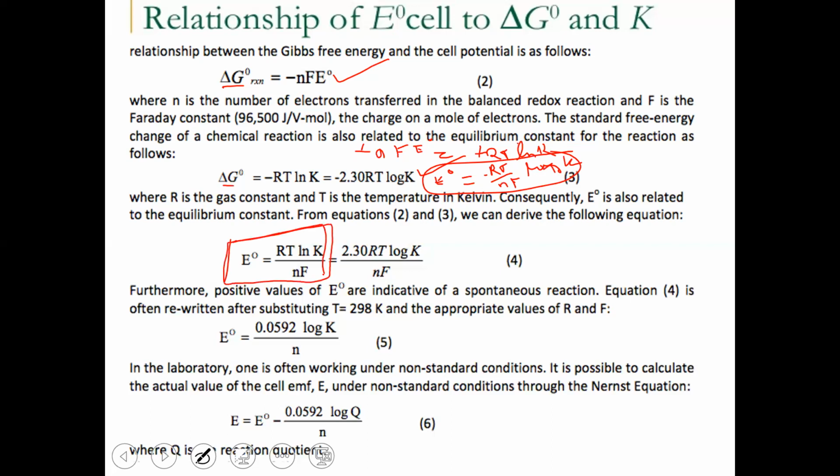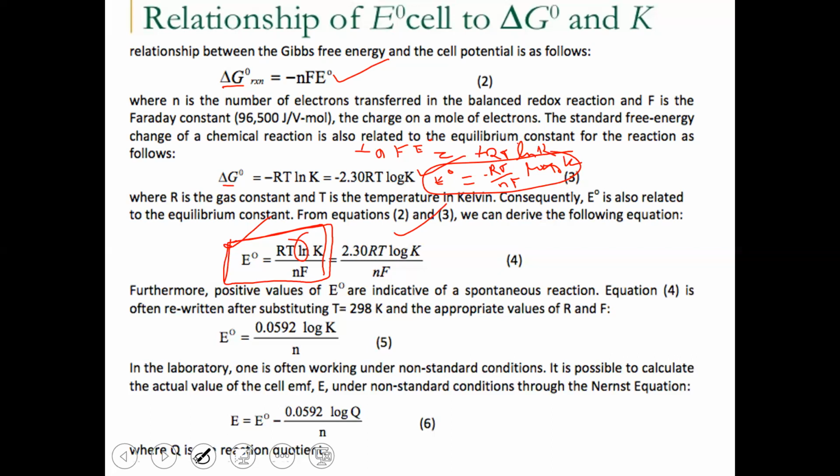See this one. This is a reaction. So this reaction indicates the relationship between the E naught and the equilibrium constant. So by using these two equations, you can write this equation: E naught is equal to RT log K by nF. This is a natural logarithm. Then to convert to base 10 logarithm, you can multiply with the value 2.303. Then we can get 2.303 RT log K by nF.